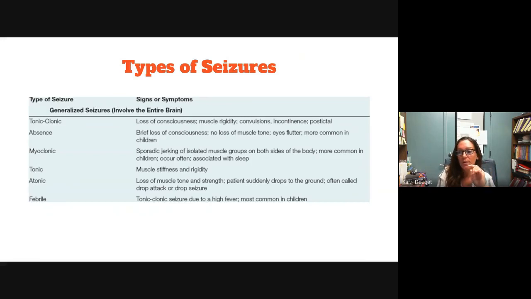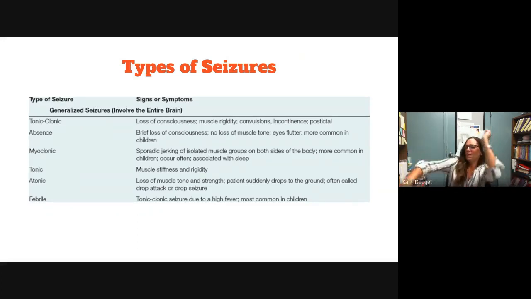Then you end up with, if you remember, the tonic phase is the muscle rigidity, right? So tonic, kind of like gin and tonic, makes you walk all weird, like a baby giraffe. So it affects your muscles. And then clonic starts with C. Convulsions start with C. So this is actually the jerking.